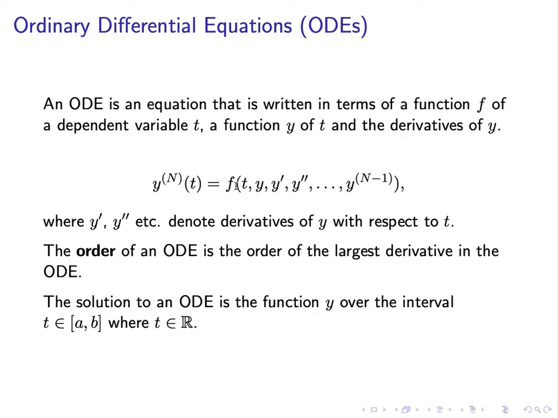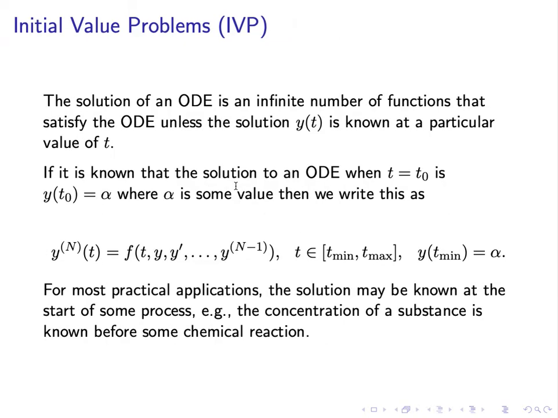Okay, well, as it stands in this form, if there is a solution, there are infinitely many solutions which can satisfy this equation. So in order to have a unique solution, which for practical purposes is probably what we want, we need to specify the solution of y at a known point.